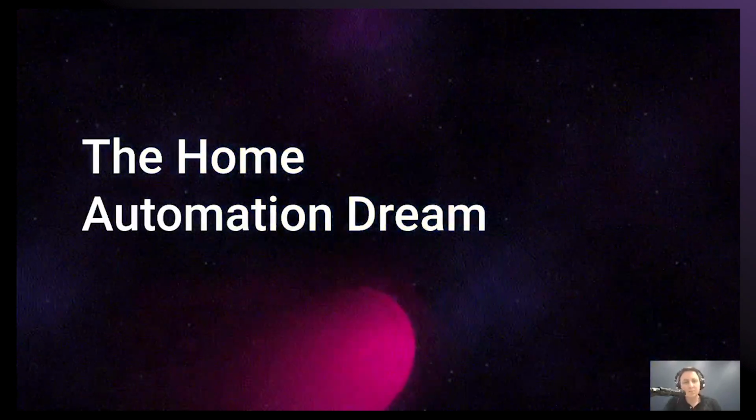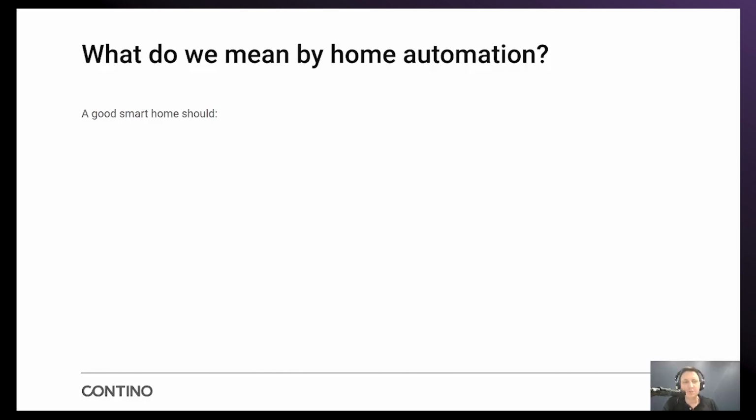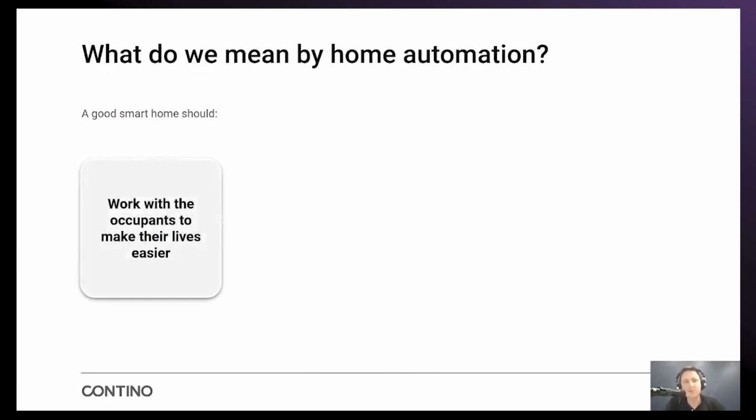So before we get too far into this, let's have a look at what we mean by home automation. So there's a few things that I think a good smart home should do. The first is to work with the occupants to make their lives easier. And by this I mean, if it starts to get dim outside, the lights should come on inside. You shouldn't even need to think about having to press a switch or anything like that.